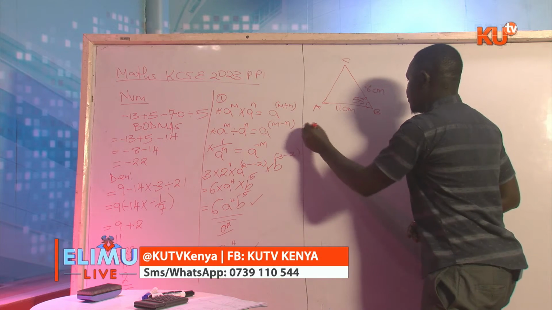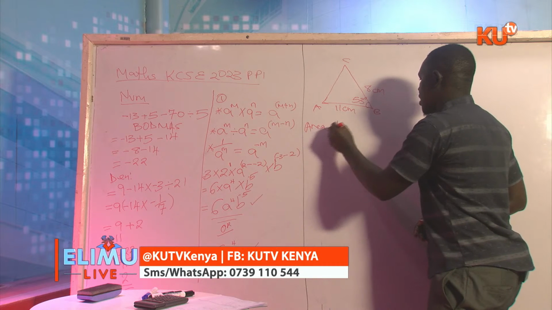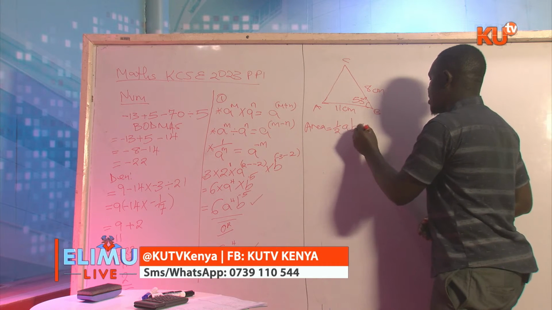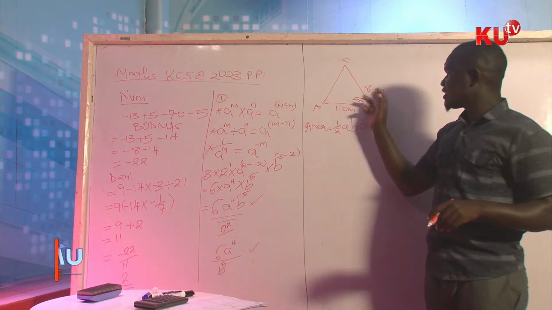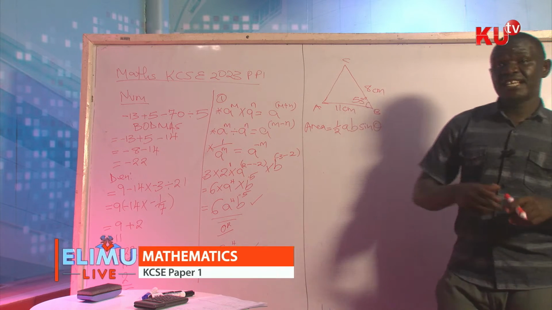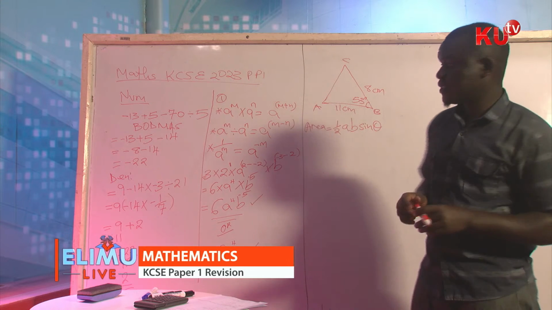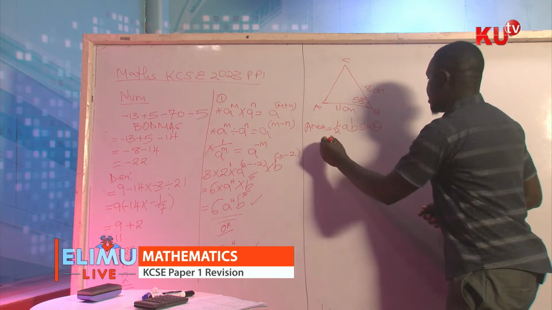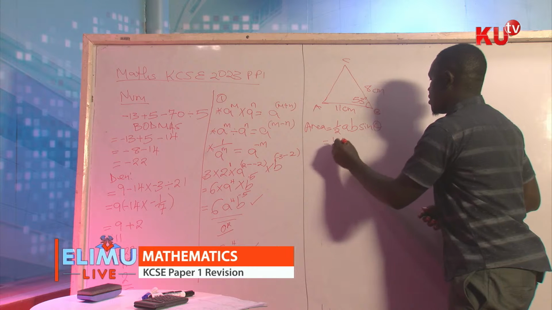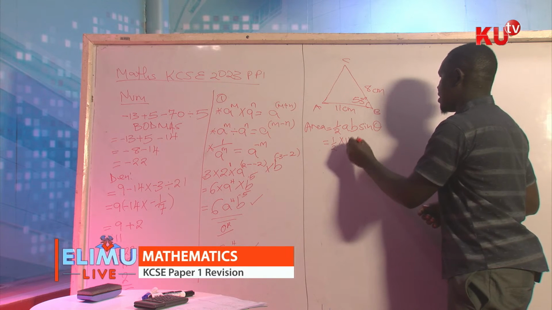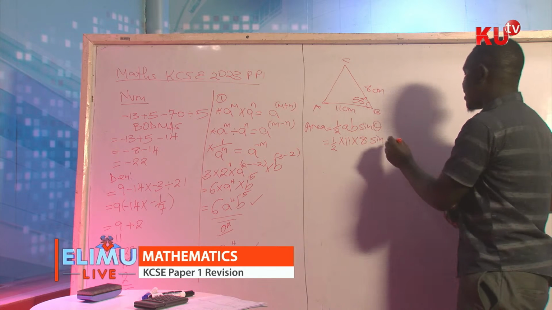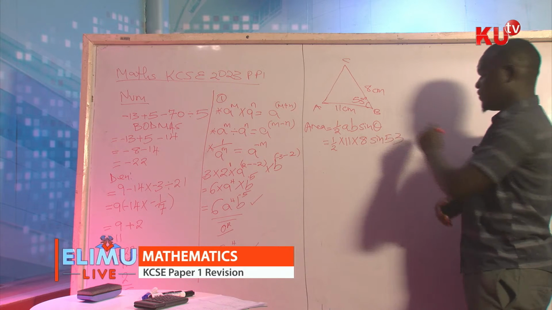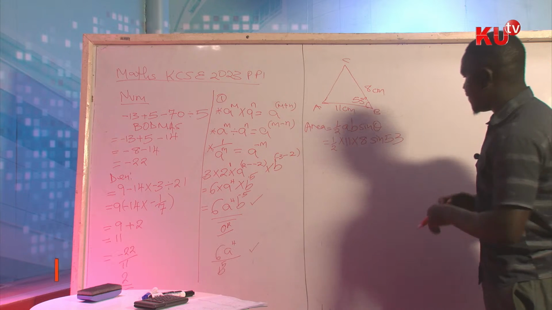So area is equals to a half AB sine theta. A and B are the sides given, then our theta here is the angle subtended by those sides. Now this is a half times A, which is 11, times B, which is 8, sine theta, which is my angle here, which is 53, dear students, 53.